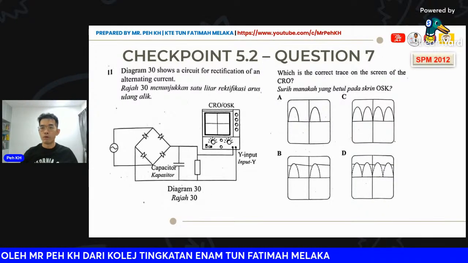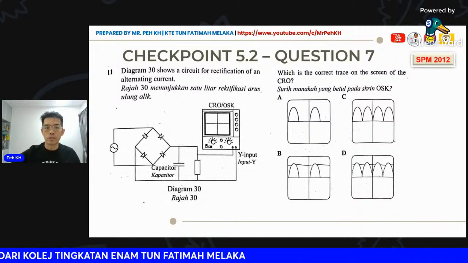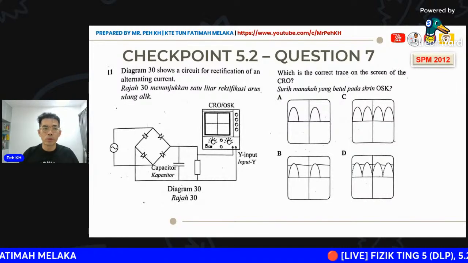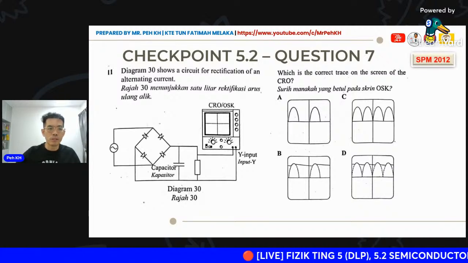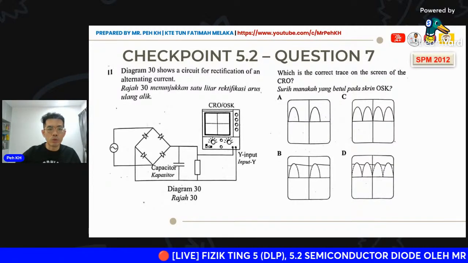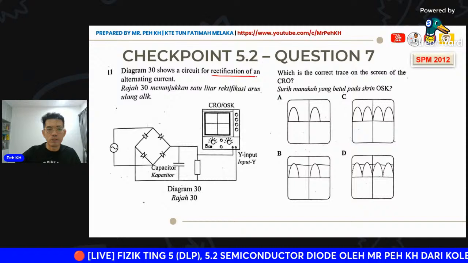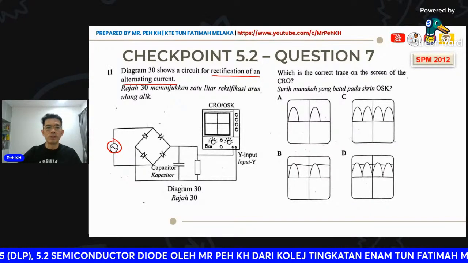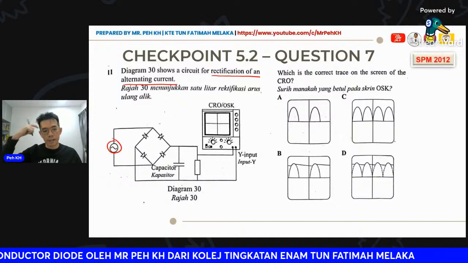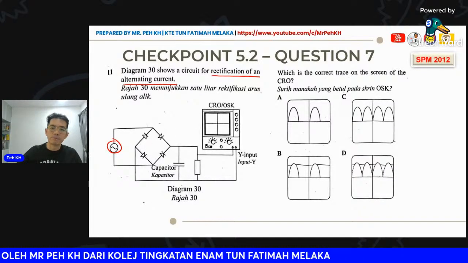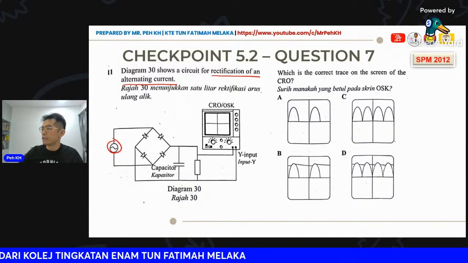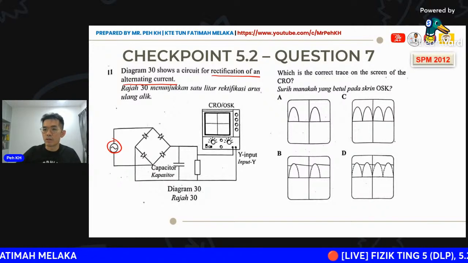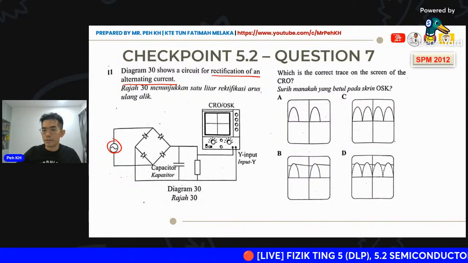We go for another 4 questions. So here is checkpoint 5.2, question number 7. Diagram 30 shows the circuit for rectification for an alternating current. You can see here the source will be alternating current, and we have 4 diodes. So this should be full wave rectification, right? Which is the correct trace on the screen of the CRO?